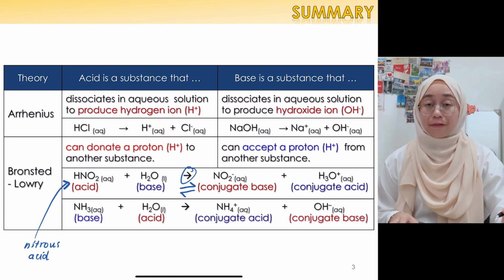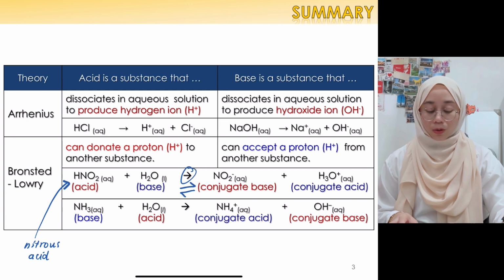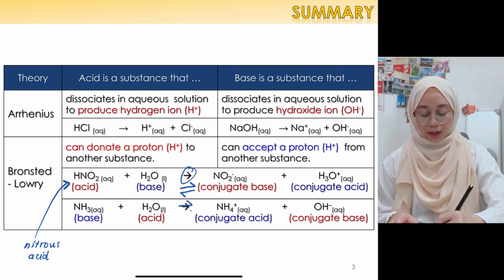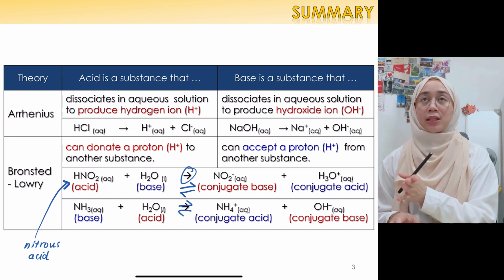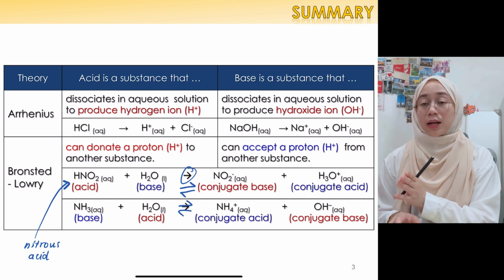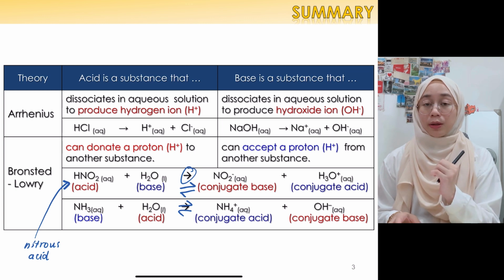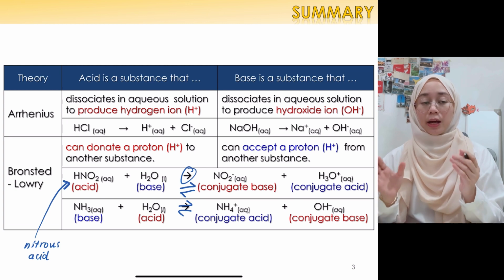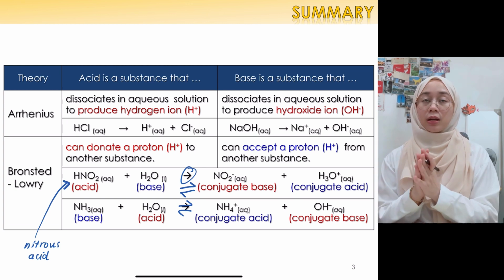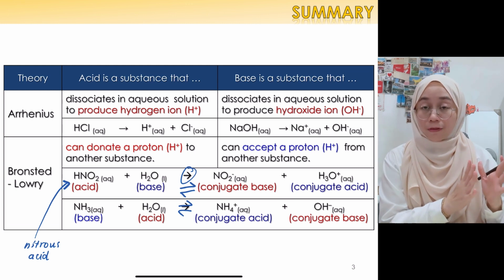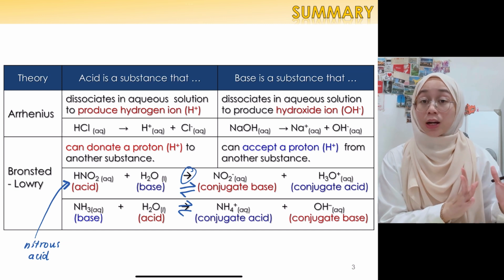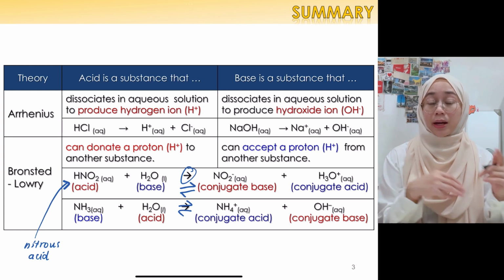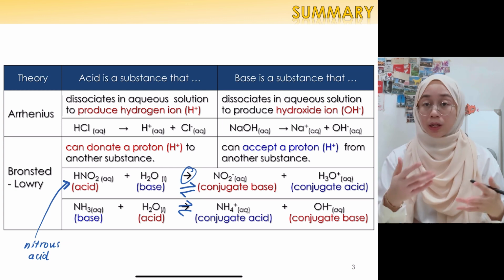Okay, and then we also have a base dekat sini. So base kita ammonia, so react with H2O, so kita akan dapat conjugate acid and also conjugate base. So keep in your mind, conjugate acid adalah terhasil daripada base yang accept proton, meanwhile conjugate base pula adalah terhasil daripada acid yang donate proton. Okay, and bila kita cakap pasal conjugate ni, it is always on the right side of the equation, which is kita punya product lah sebenarnya. Okay, hasil daripada acid dengan base yang accept ataupun donate proton.